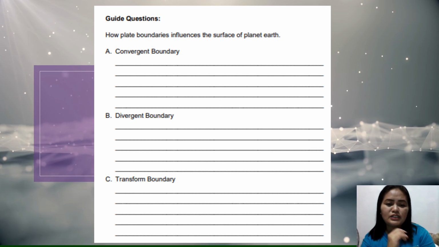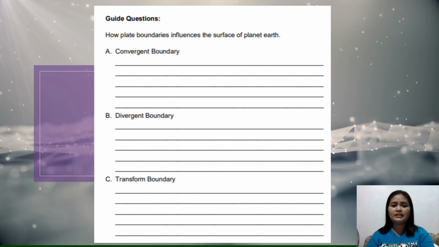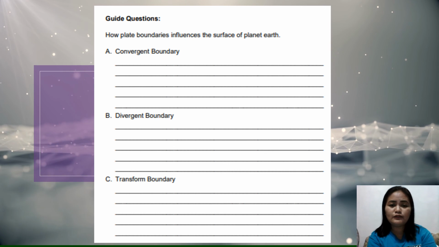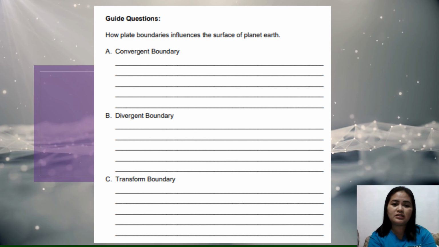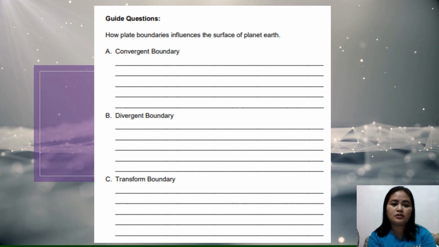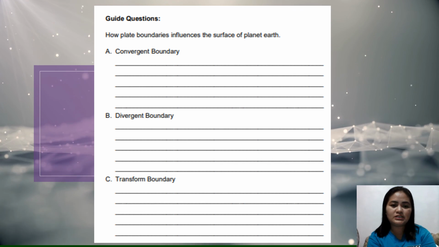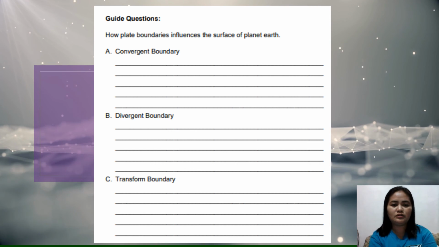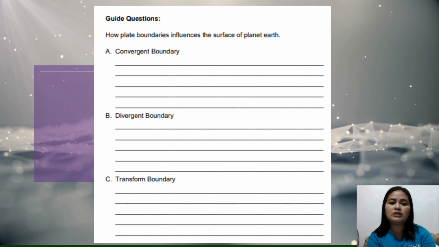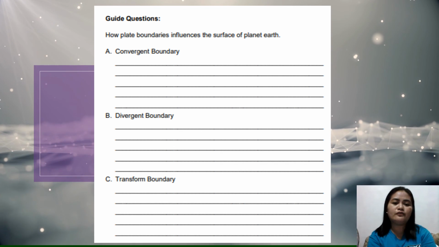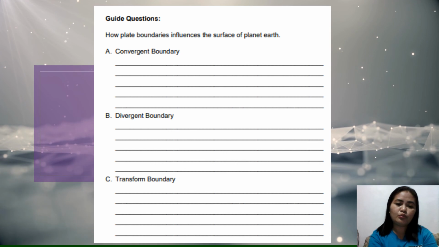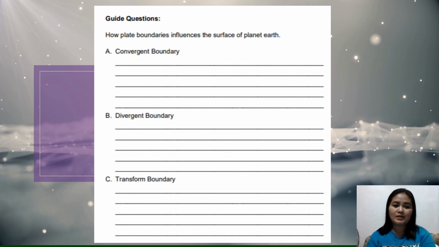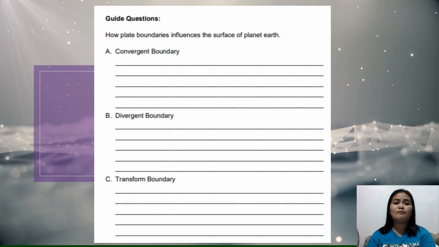So in this A, B, and C, you will explain or you will take note of the different land formations and events that could happen because of these types of boundaries. What are formed? What will happen? Ganon. When there is movement between convergent boundaries, between divergent boundaries, and between transform boundary. So, your points to remember in the first part of your activity sheet is very important.